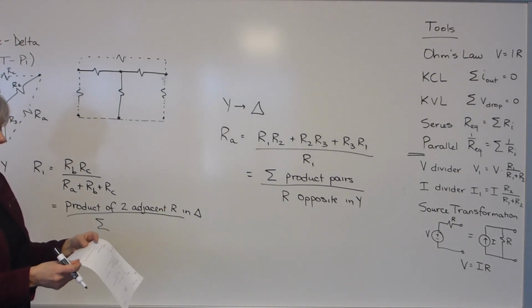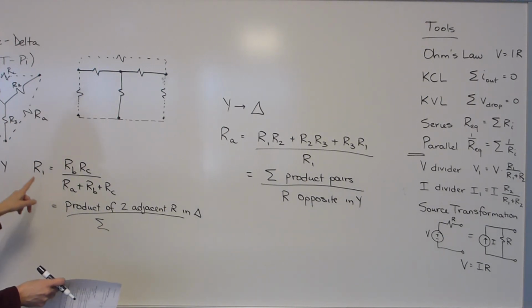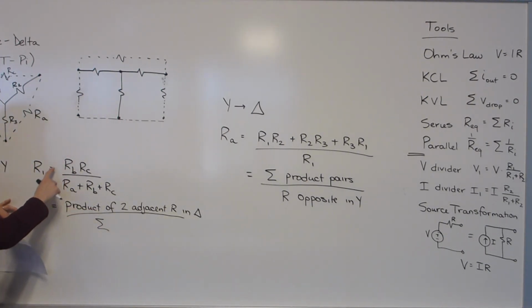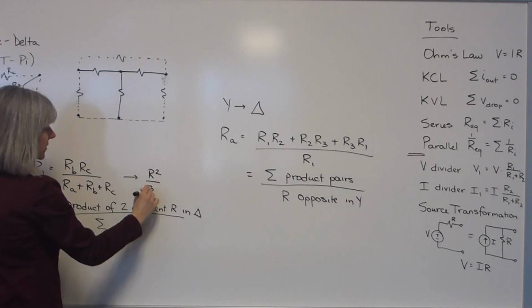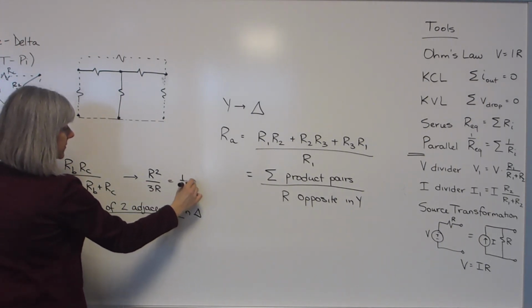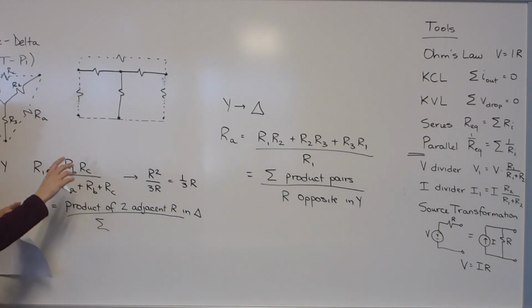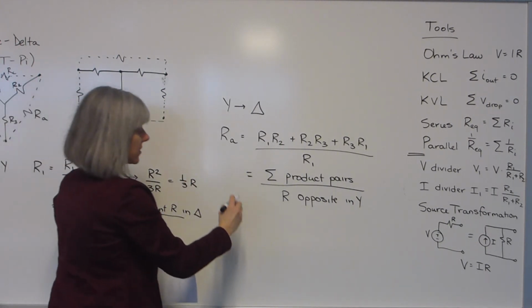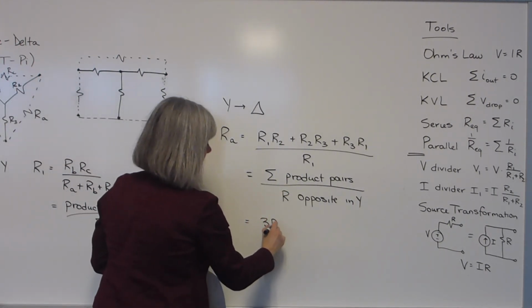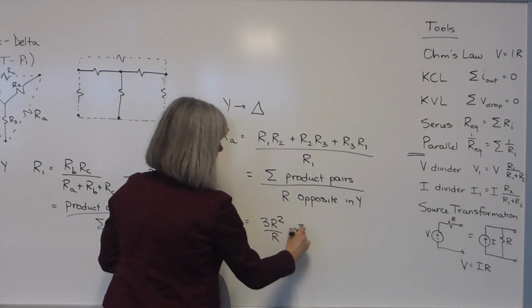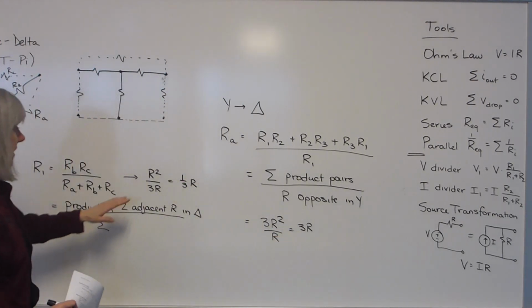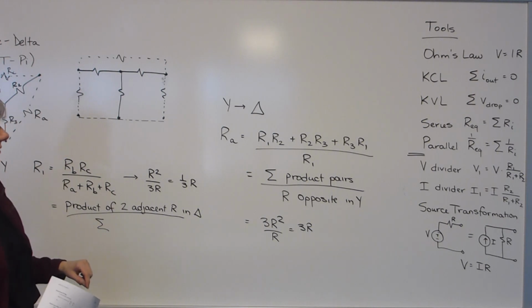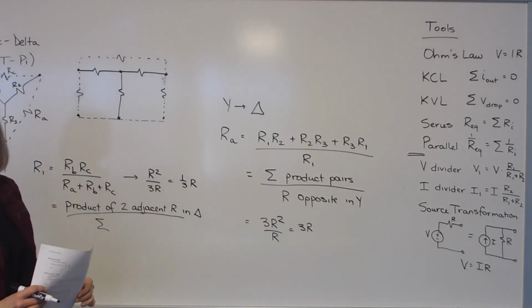One last thing I want to point out is that if the R's are all the same, if you start with a delta and all the R's are the same, then this is going to end up being R squared over 3R, which is 1/3 R. So if you start with a balanced delta configuration, when you go to a Y, it's just going to be 1/3. Likewise over here, if they were all the same, it would be 3R squared over R, which is 3R. The take-home point is in the Y configuration, the resistors are bigger than they are in the delta configuration. So if they're equal, it's a factor of 3.